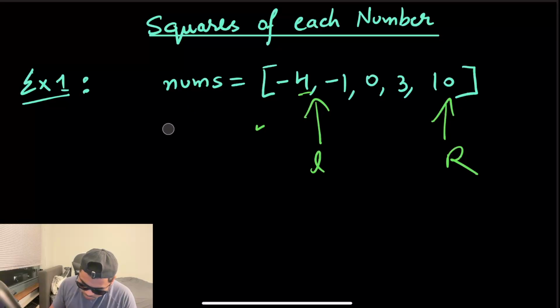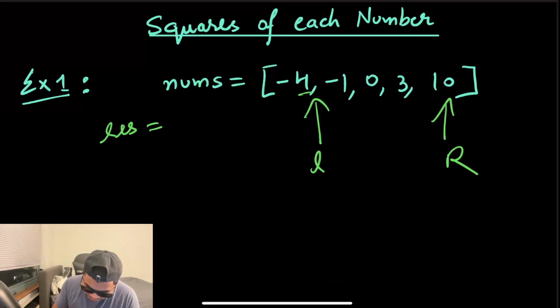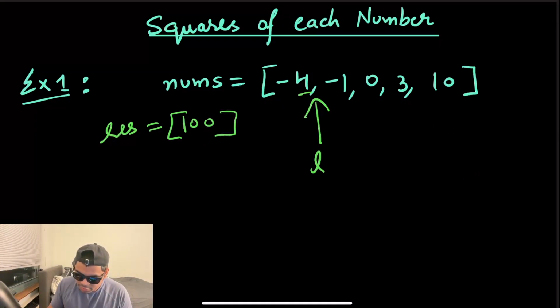This is how we will do it. We'll have our result. And what we will do is, whichever absolute number is greater, or whichever square is greater, we will push it into our result here, and then decrement or increment the respective pointer.